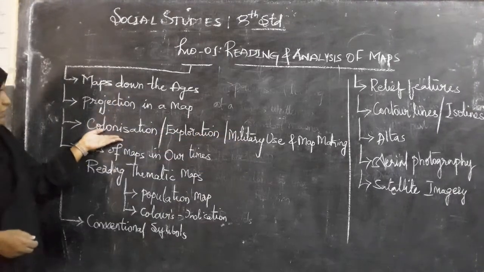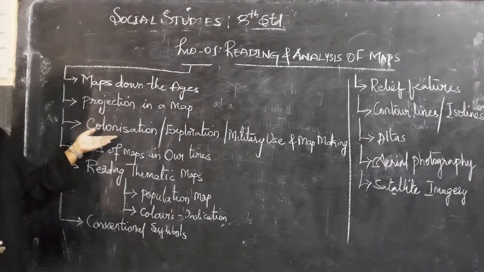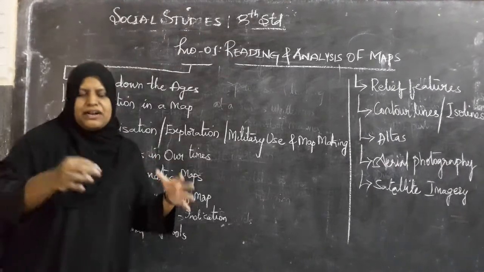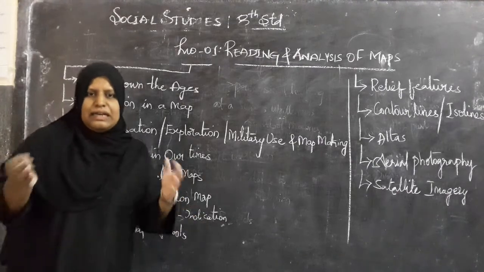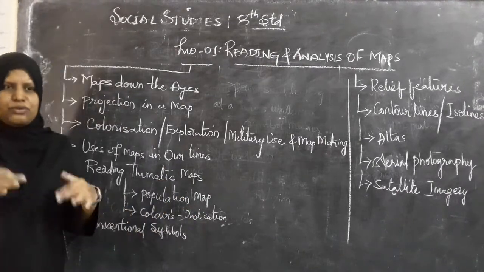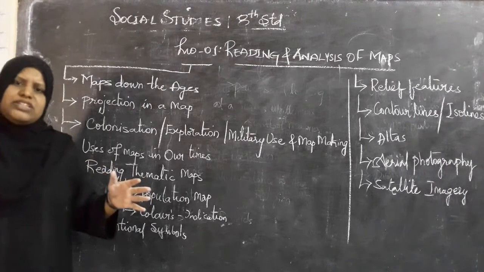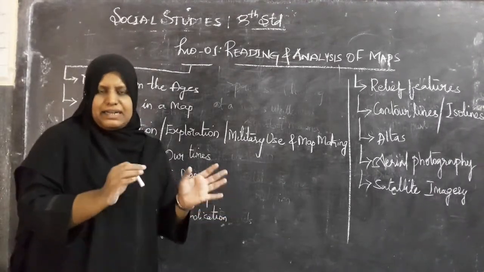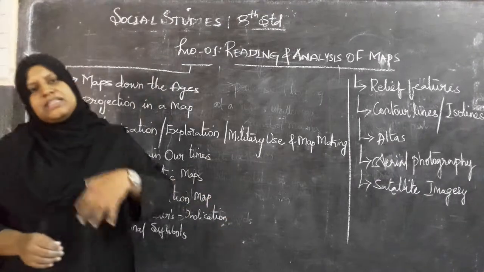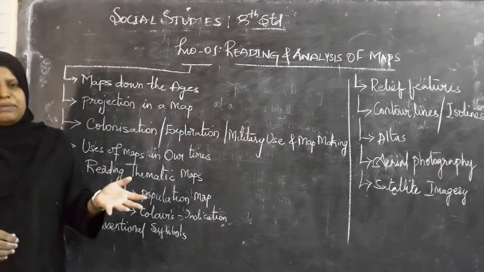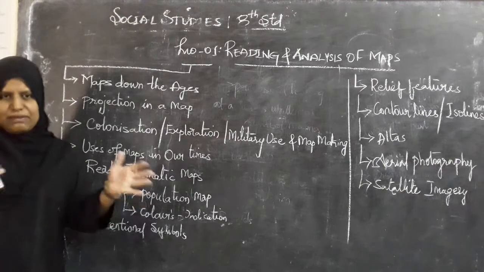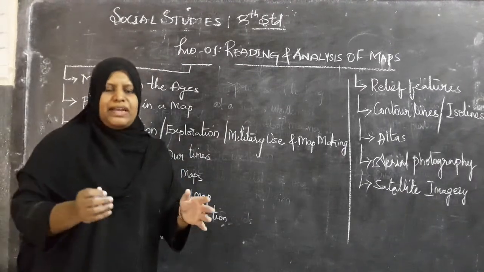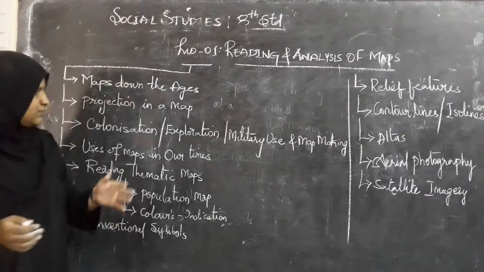In colonization, everyone knows what colonization is: a colony which is controlled by foreign people, not self-controlled or self-ruled. It is an area not ruled by its own country or state but ruled by other people. For example, the Britishers ruled our country; all the people were ruled by the Britishers.